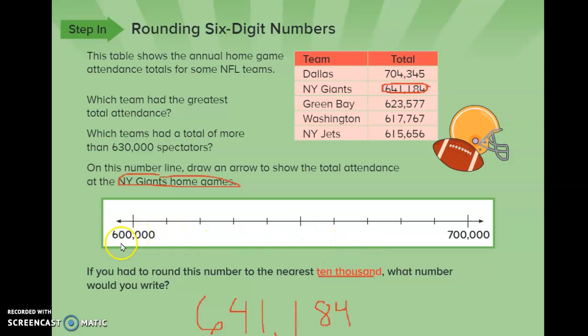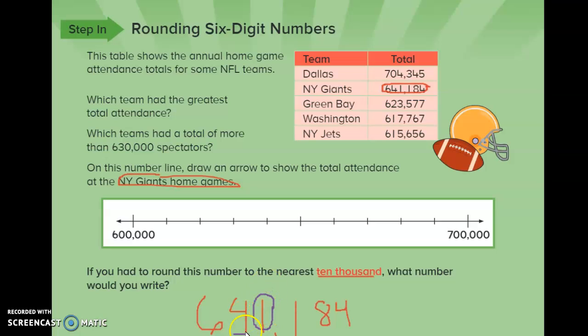Here's how the song goes, because we're rounding to the nearest 10,000. We say, underline the place value, look to the right. 5 or more, raise the score. 4 or less, let it rest. So we're going to go to the 10,000s place. So we say, underline the place value, look to the right. 5 or more, raise the score. 4 or less, let it rest.